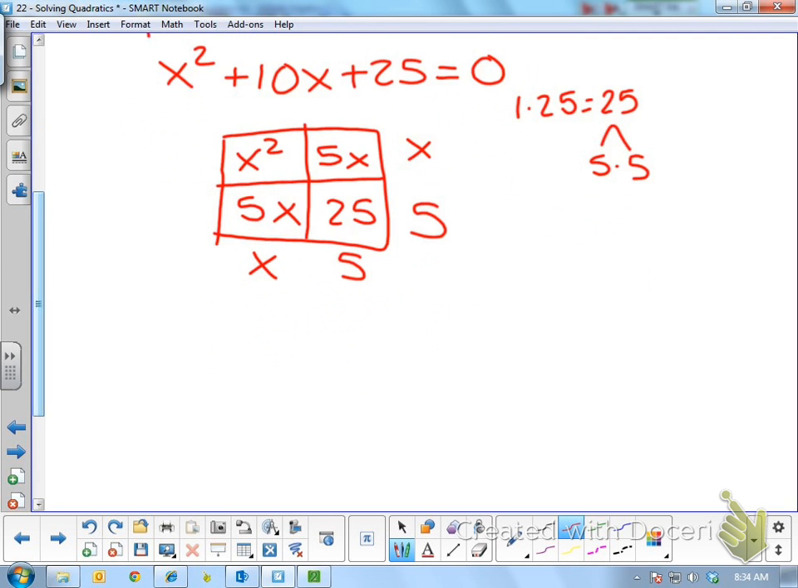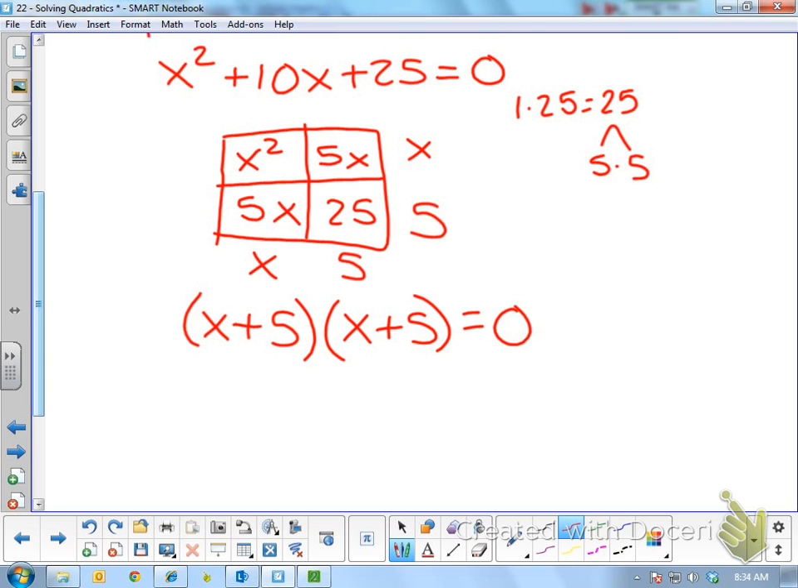Now, normally we would write this as x plus 5 squared. But since we're doing a factoring problem, I want to write them separately so we can see the next step. So we write x plus 5, since this was between the x and the 5, was positive, equals 0. So even though we could write it as x plus 5 squared, I'm going to leave it as x plus 5 times x plus 5.